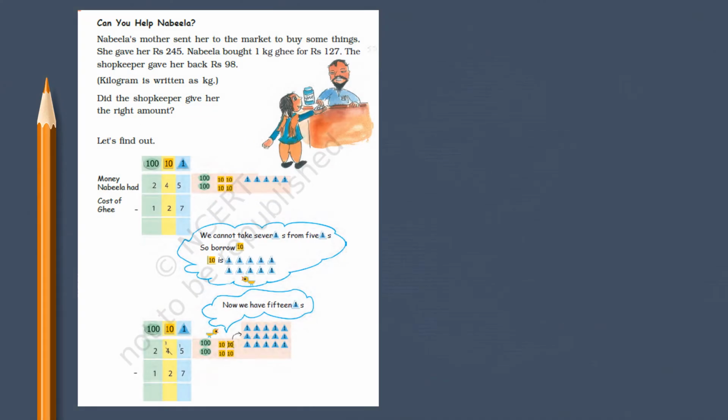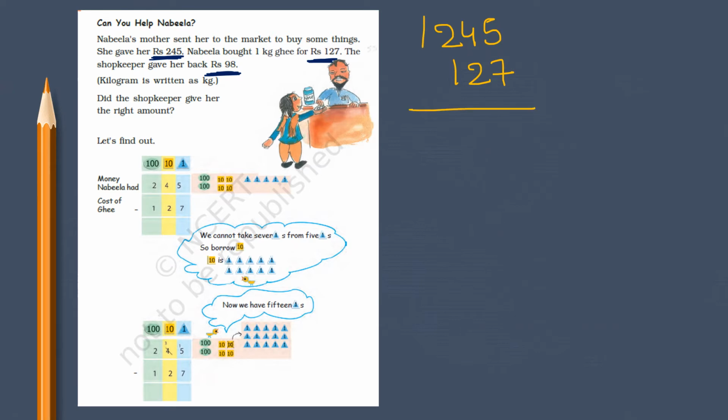Now, Nabila's mother sent her to the market to buy things. She gave her 245 rupees. Nabila bought 1 kg. Kg is for kilograms. It's a unit. 1 kg of ghee for rupees 127. The shopkeeper gave her back rupees 98. Did the shopkeeper give her the right amount? Okay, let us see. Originally Nabila had 245. She spent 127 for 1 kg of ghee.